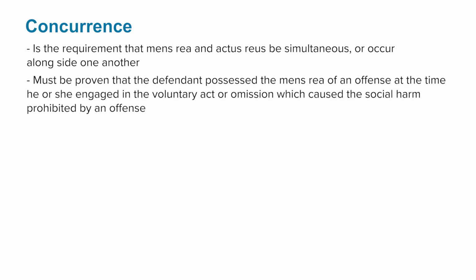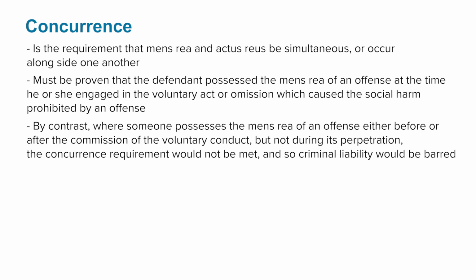As a result, it has to be proven that the defendant possessed the mens rea of an offense at the time he or she engaged in the voluntary act or omission which caused the social harm prohibited by an offense. By contrast, where someone possesses the mens rea of an offense either before or after the commission of the voluntary conduct, but not during its perpetration, well then the concurrence requirement would not be met, and so criminal liability would be barred. As we discussed, situations in which concurrence is lacking are likely to be pretty rare, and so when those situations arise, they're likely to be pretty obvious. Nevertheless, it is something you need to keep an eye on.